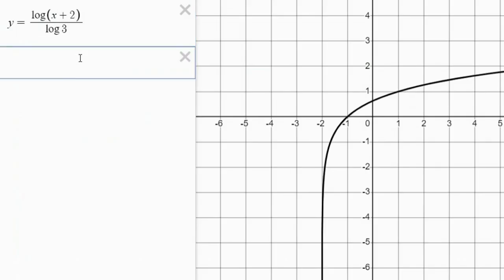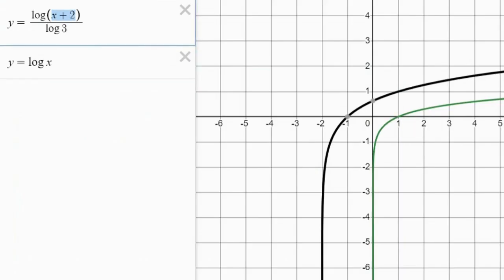So if we go back to the original equation again of just log base 10 of x, we started out with this one that's green. Now we've made it a little taller, and we've shifted it left 2. That's what the x plus 2 does.